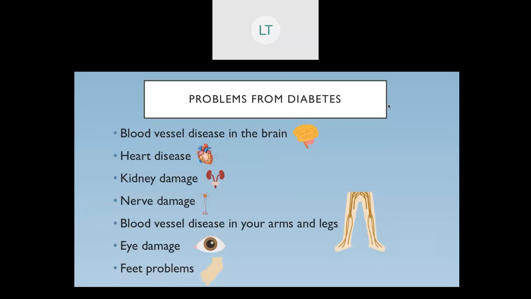So when your blood sugar is high, meaning there's an excess amount of sugar molecules in your bloodstream, those extra sugar molecules can damage your small blood vessels and nerves throughout the body. So all of this damage that can be done to those small blood vessels and nerves can lead to other bigger problems, such as blood vessel disease of the brain, heart disease, kidney damage, nerve damage, blood vessel disease in your arms and legs. It can damage your eyes as well as cause issues with your feet.